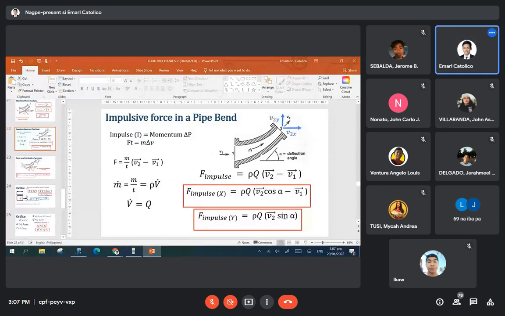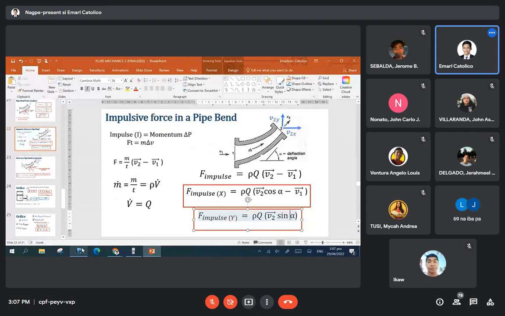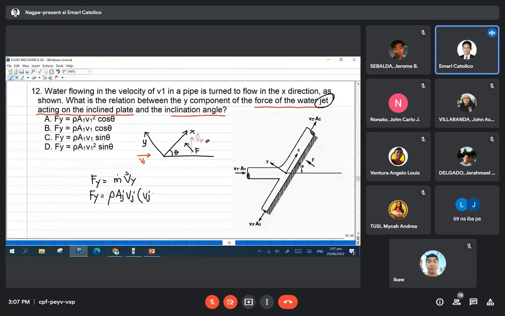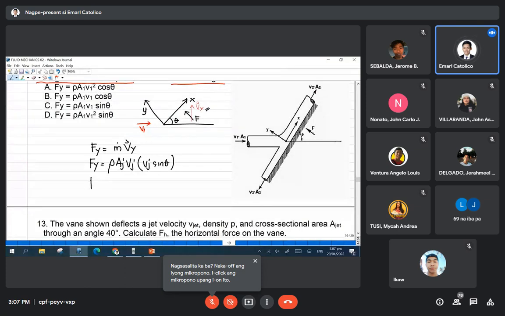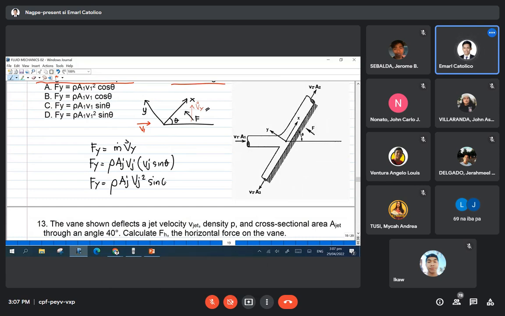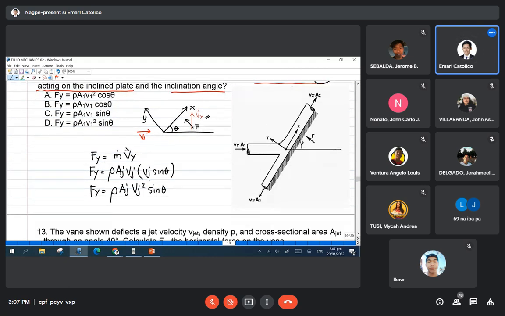Diniscuss ko yung kanina, di ba? Kapag y, sine theta. Tama? So, VJ sine theta. Okay? Common terms, labas natin, VJ, multiply natin. Therefore, Fy is equals to density, area ng jet, velocity ng jet squared, sine theta. So, yan yung sagot sa number 12. Anong letter ba to? Letter D. Yan, dali lang pala.